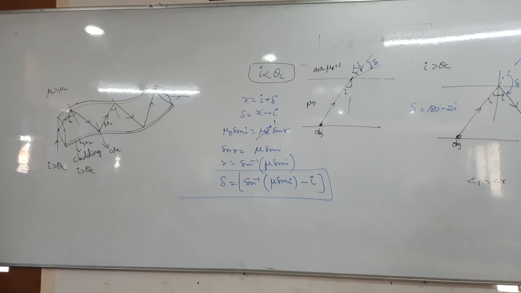Write the theory first. Optical fiber is made with transparent fiber in two layers in such a way that the inner layer, that is core, will have more refractive index as compared to the outer layer, that is cladding.